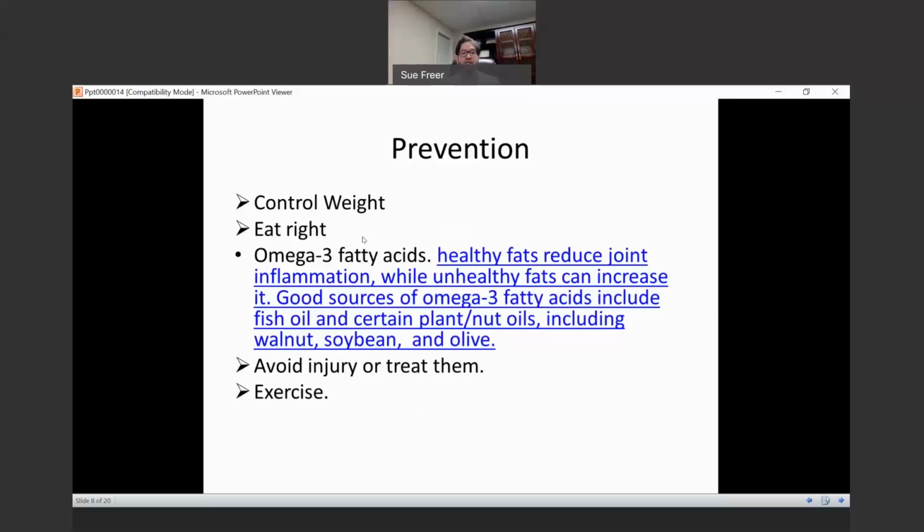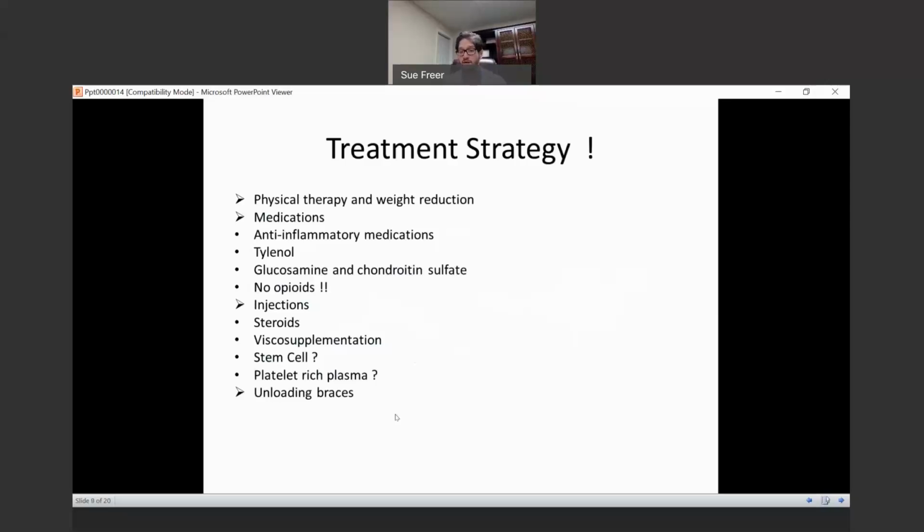Preventive strategies: control the weight. That's what you can tell patients in your office as a primary care physician, and eat healthy food as well, and avoid knee injuries. And if that happens, try to treat them quickly so you avoid early onset of osteoarthritis. Of course, exercise can also help prevent knee osteoarthritis by optimizing your muscle condition.